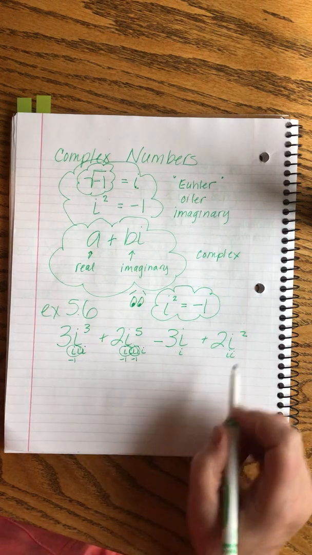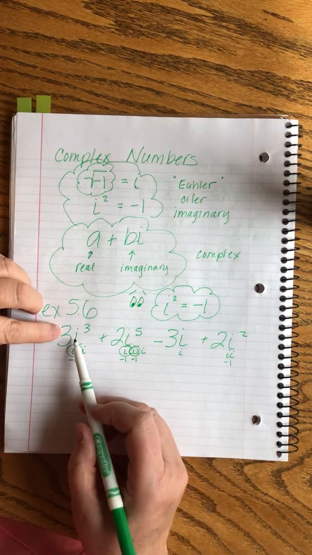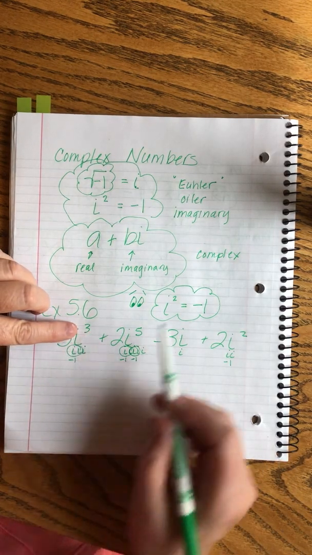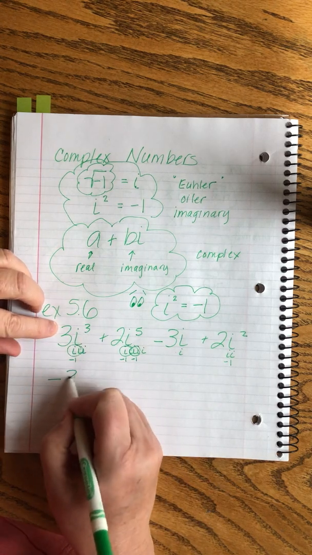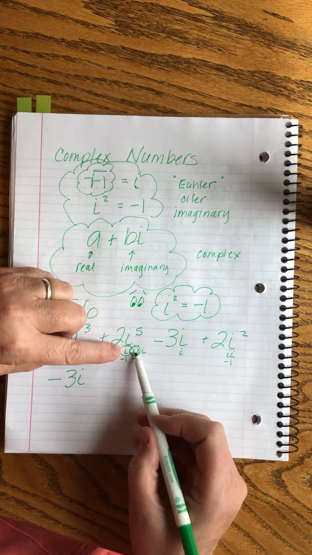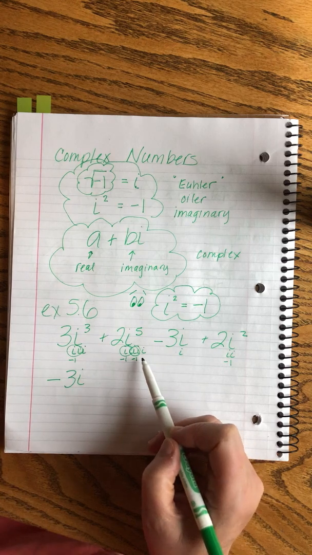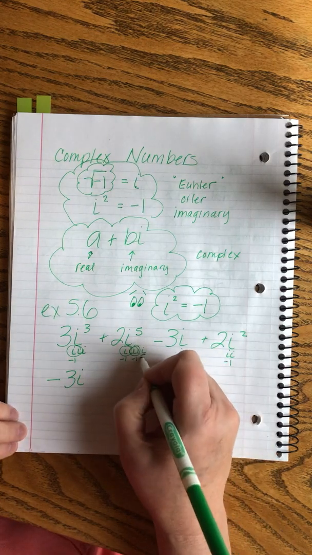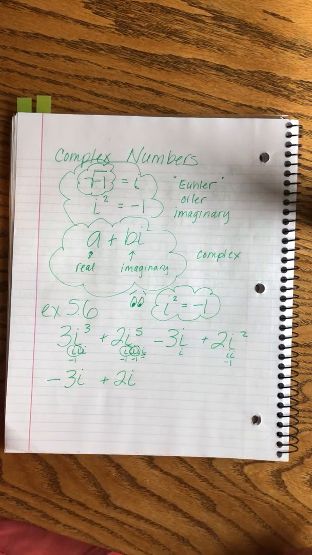You don't have to go through that long process anymore. You can do it mentally, but I'll remind you: 2 of these come out to make a -1. We'll have 1 i left, so this will be -3i. Here we have 2 pairs coming out, so that's -1 times -1, which makes it positive. We have 1 i left, so it becomes positive 2i.